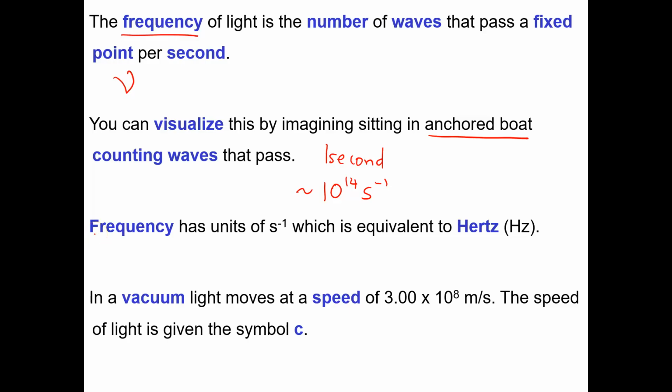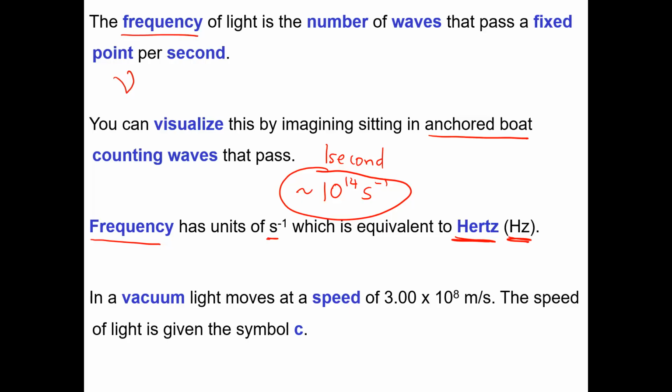So this kind of leads into the next sentence here. Frequency has units of per second, or seconds to the -1. But that's exactly the same as hertz, which has the abbreviation uppercase H, lowercase z. Okay, and like I said, for us, when we're calculating frequencies, we're normally looking for numbers around 10 to the 14.